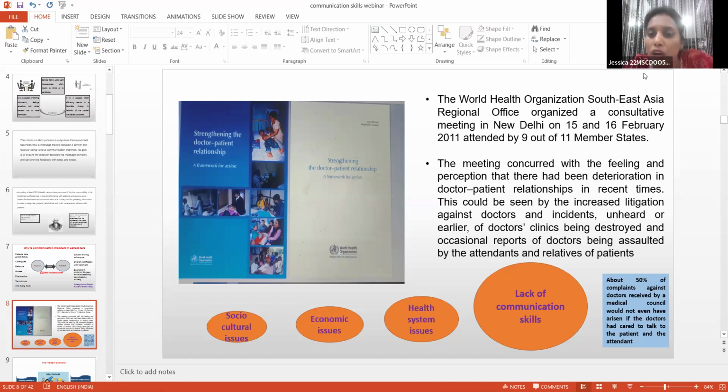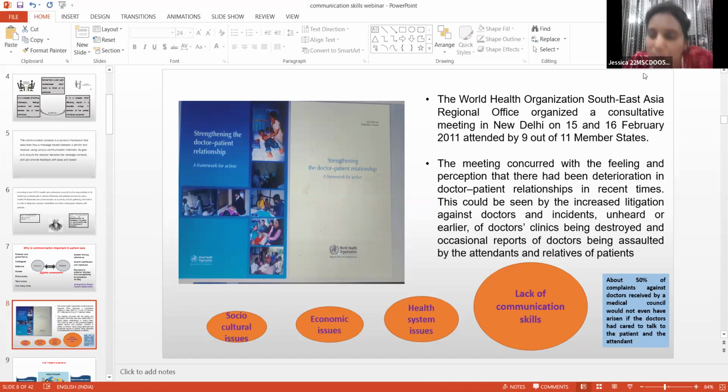The meeting concurred with the feeling that there has been a change in perception in the patient-doctor relationship in recent years. This could be seen because there were increased litigations against doctors and incidents of violence against doctors, which was very unheard of earlier: doctors' clinics being destroyed, and occasional reports of doctors being assaulted by attendants and relatives. In recent times, we see this to be more rampant as compared to older times.